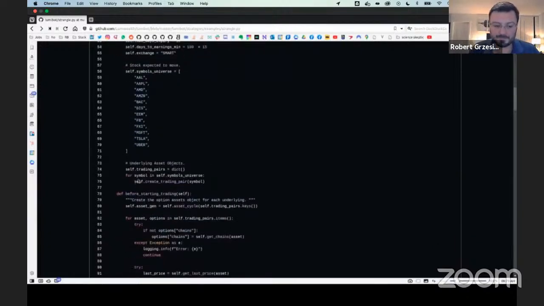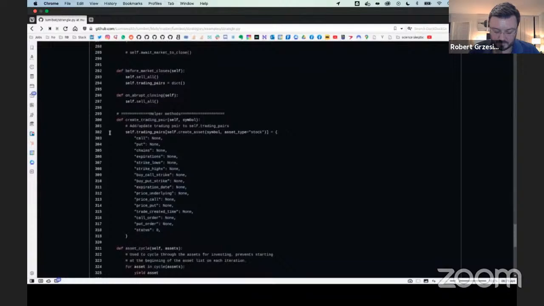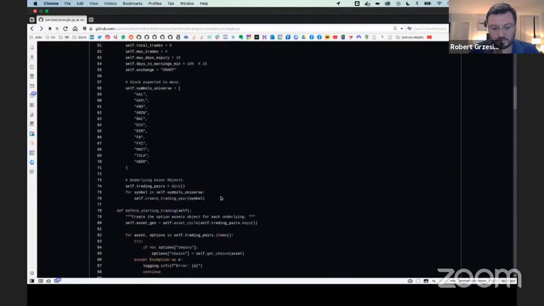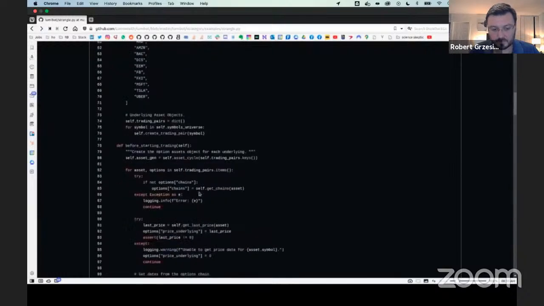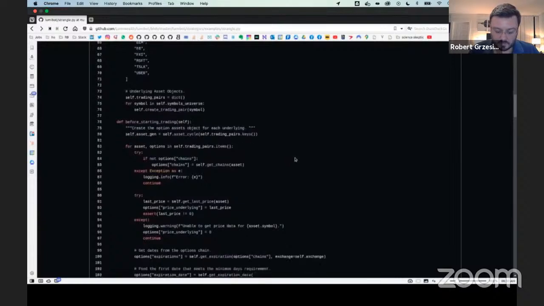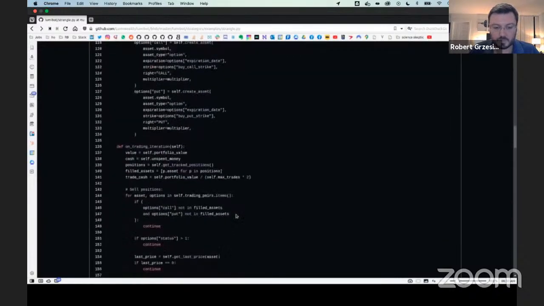Every option strategy is going to have a trading pairs dictionary. The trading pairs dictionary is going to be keeping track of all the detailed information that you need to keep track of for the strategy. If I scroll down real quick here, you can see there's a helper function to build it down here. Lumiwealth works in life cycles. It starts off with the before starting trading life cycle. This is where we're going to set up the initial dictionary. I'm not going to go through this here. You'll learn about this in the course.